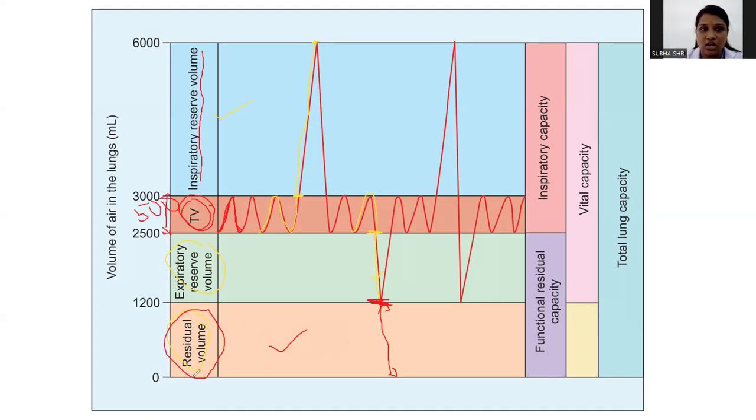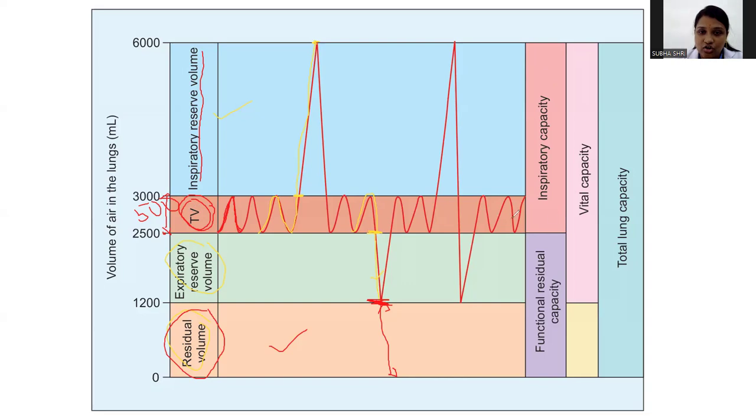So these are the four lung volumes. Let me discuss the lung capacities. We have four capacities. First is inspiratory capacity. So what is inspiratory capacity?